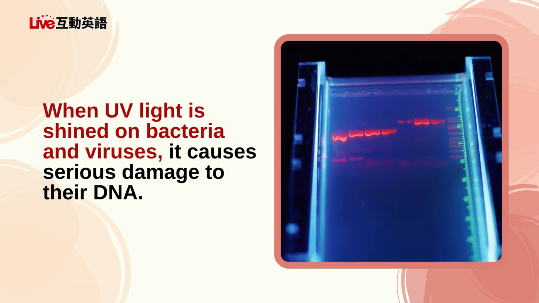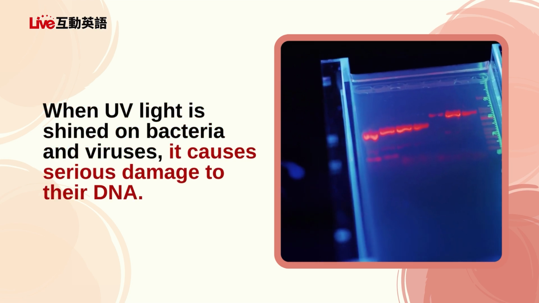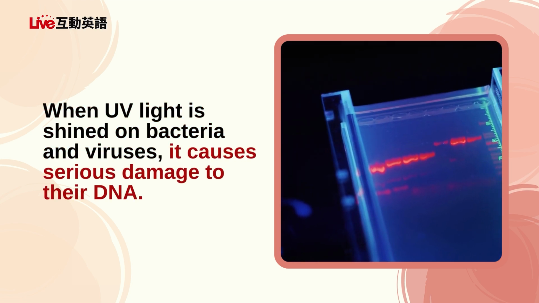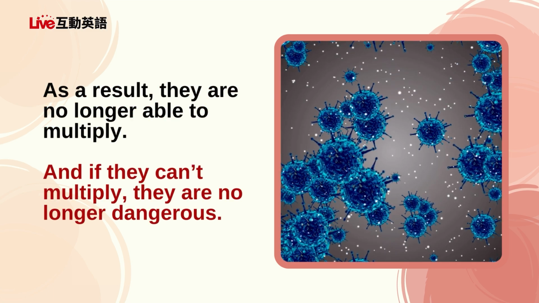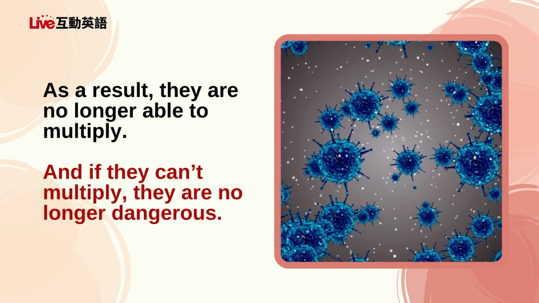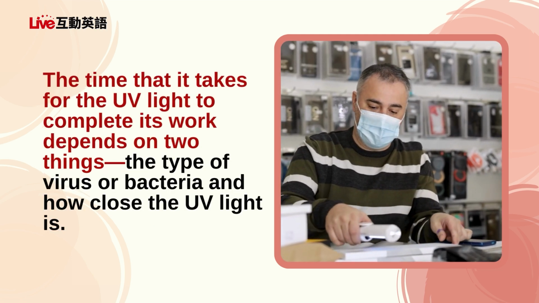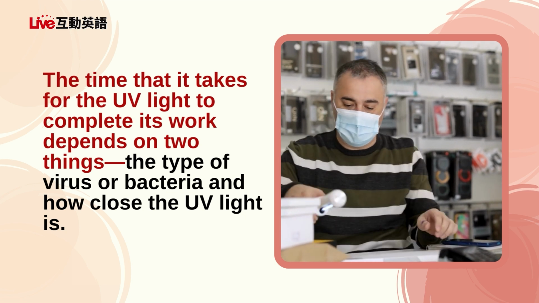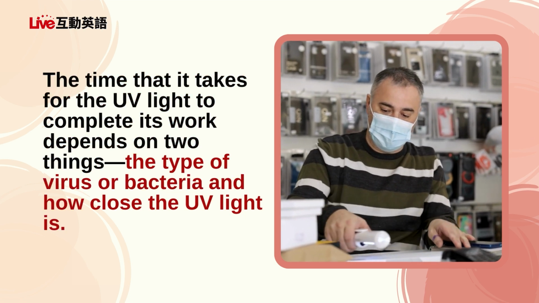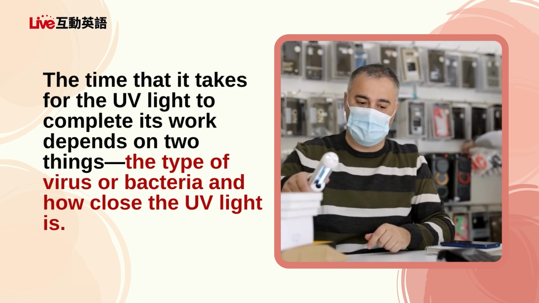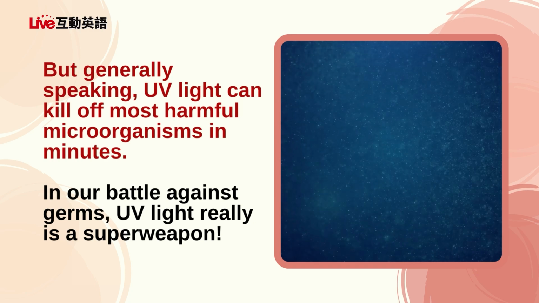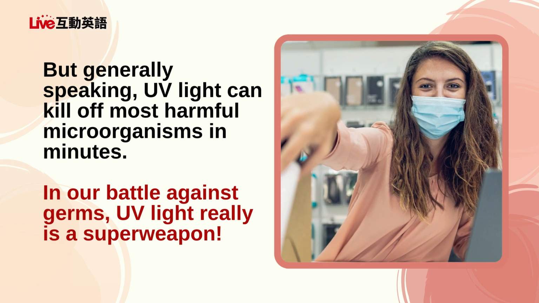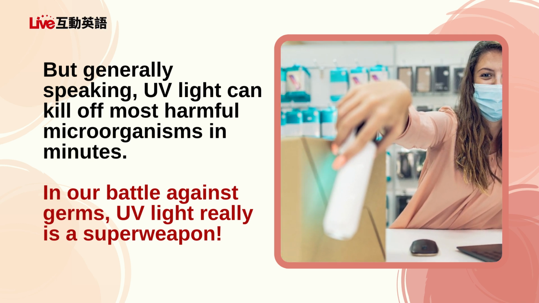When UV light is shined on bacteria and viruses, it causes serious damage to their DNA. As a result, they are no longer able to multiply, and if they can't multiply, they are no longer dangerous. The time that it takes for the UV light to complete its work depends on two things: the type of virus or bacteria, and how close the UV light is. But generally speaking, UV light can kill off most harmful microorganisms in minutes. In our battle against germs, UV light really is a super weapon.